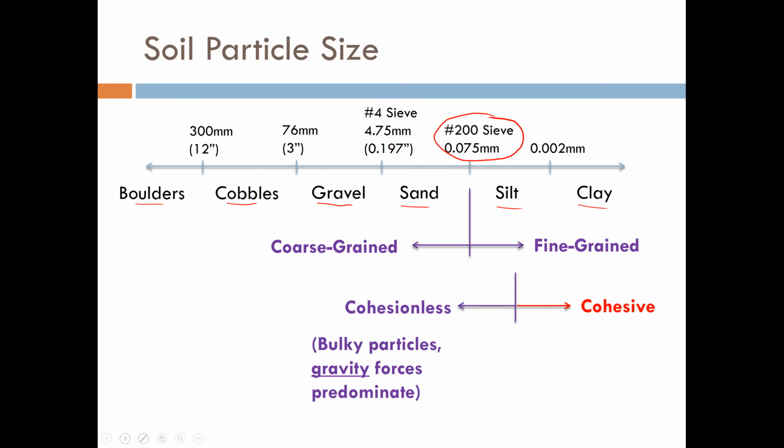Now the cohesionless soils, they're bulky, and they tend to be dominated and governed by Newtonian forces or gravity forces. So this is like force equals mass times acceleration kind of stuff. The cohesive soils tend to be very small and flaky. And so these small flaky particles tend to be governed more by electrostatic forces, surface forces, those types of forces that aren't necessarily Newtonian, but have more to do with electrical charges.